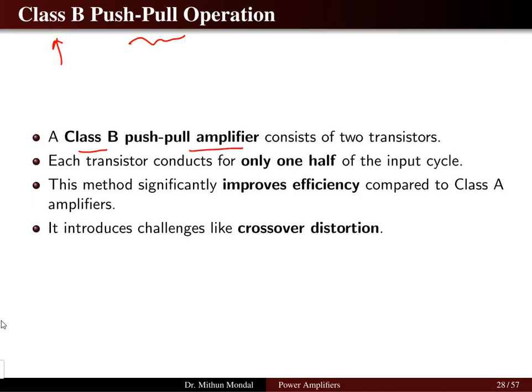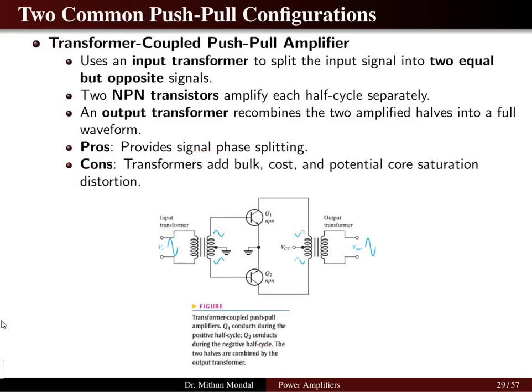A class B push-pull amplifier consists of two transistors. Each transistor conducts only for one half cycle of the input cycle, and the method significantly improves the efficiency as compared to a class A amplifier. Since we are using two transistors, the efficiency is improved, and challenges will be there in terms of crossover distortion. Here we have two transistors Q1 and Q2. These conduct for one half cycle each, and the brief period for which neither is conducting results in crossover distortion.